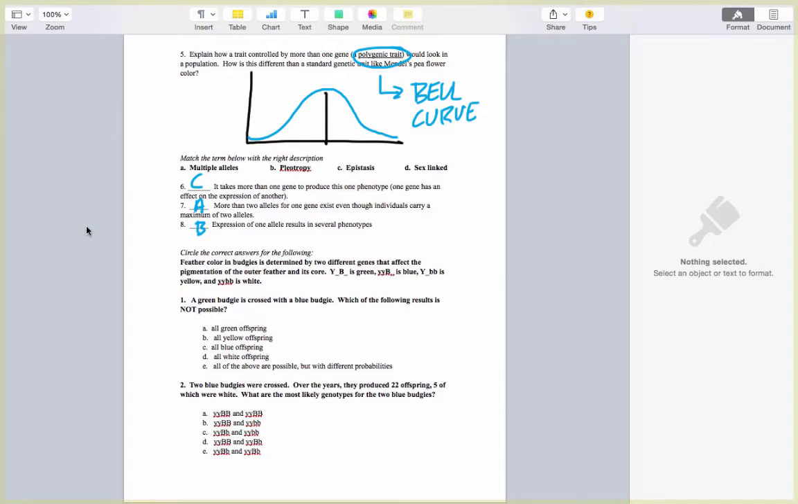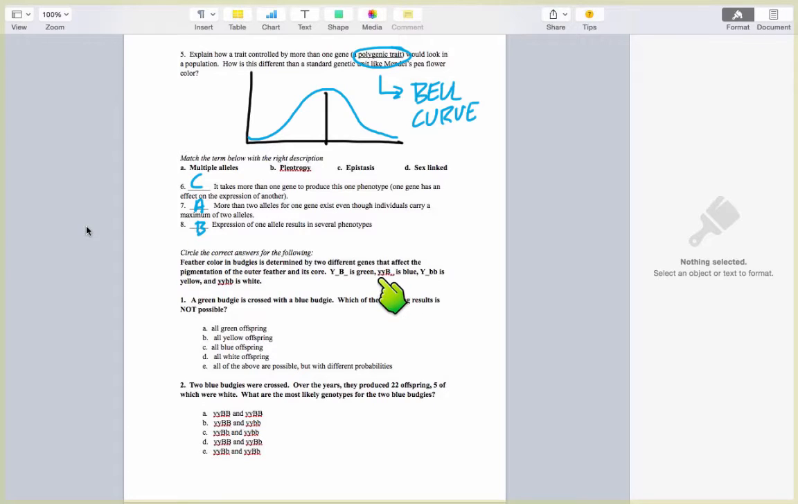Okay, for the budgie problem, right here, where it says big Y and any other Y, and big B, any other B is green, that means I could have big Y, big B, and that would be a green budgie. These lines, these underscores, just mean you could fill in any version of that gene, and that would produce this offspring.